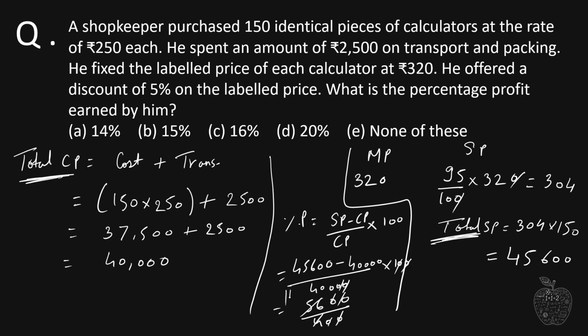4 1s are 4, 1 remaining, 4 4s are 16. That means 14%, and this is our required answer. So here option A is the correct one.